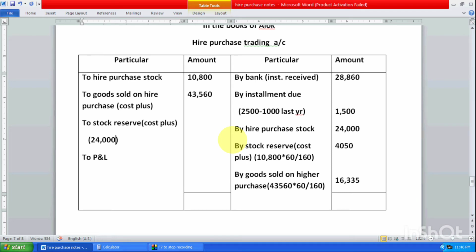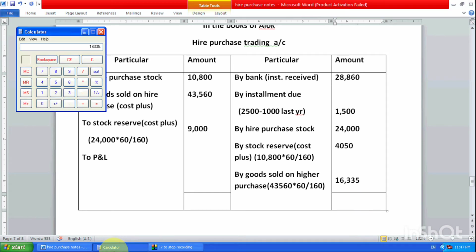So 24,000 into 60 divided by 160, so the overall amount is equal to 9,000. We are getting 9,000. Now this is the debit; the credit side is the income, and debit is the expenses.